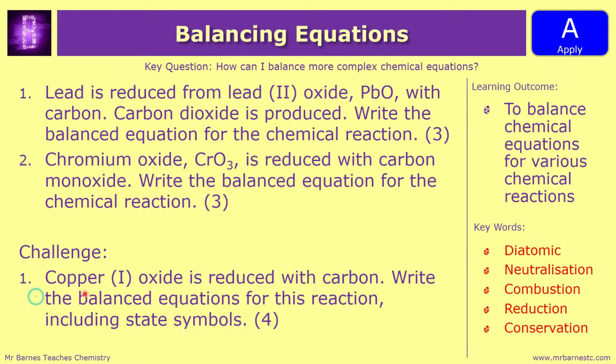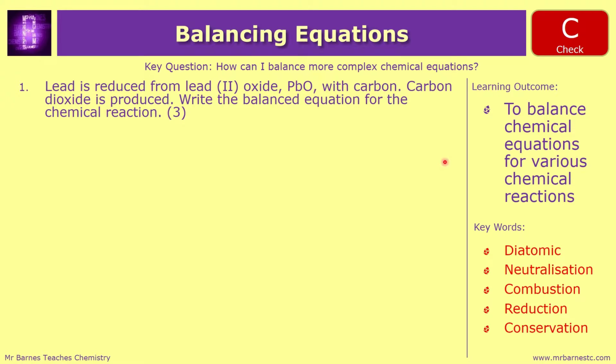Okay, let's see how you've done then. So we'll start off with question 1. This one says that lead is reduced from lead oxide. So we're starting off with lead 2 oxide here, which is given as the formula PbO.